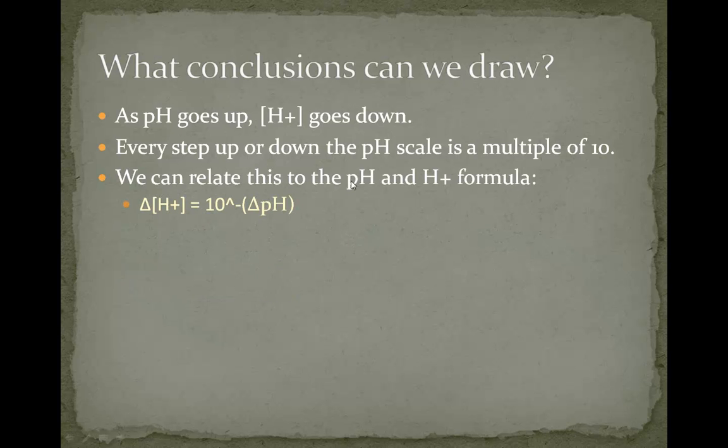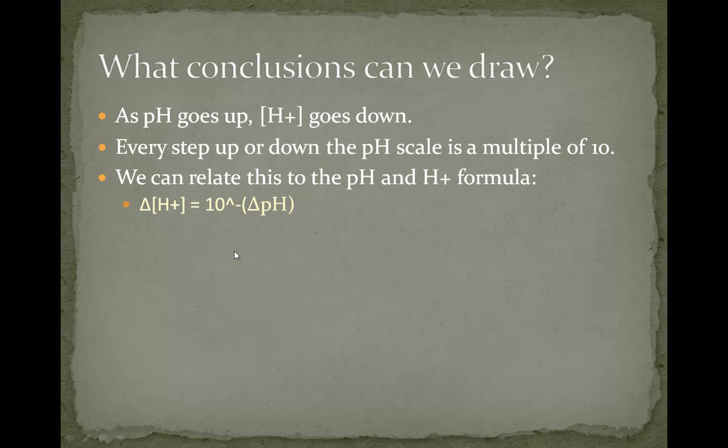We'll relate this to the pH and H+ formula by this: Delta H+ equals 10 to the minus delta pH. This triangle here, the Greek letter delta, means change. So the change in the H+ concentration equals 10 to the minus change in pH. And how we do change in science is final minus initial.